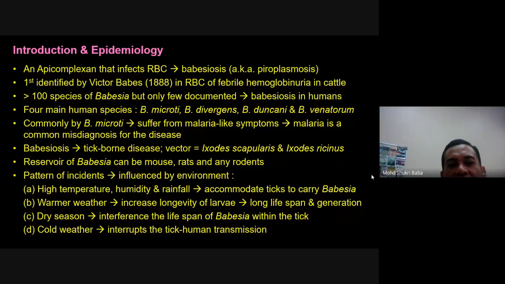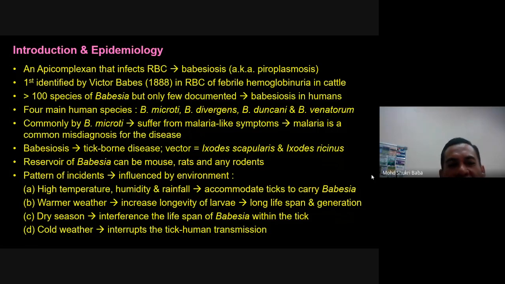Reservoir of babesiosis can be mouse, rats, and any rodent. Alright. Remember, babesiosis adalah vector-borne disease, tetapi vektor dia adalah tick. Kalau malaria juga adalah vector-borne disease, dia punya vektor adalah nyamuk. Okay, mosquitoes. So nanti kita akan belajar, kita akan sentuh tentang nyamuk, apa vektor nyamuk untuk malaria petang ini. Dan untuk babesiosis, vektor dia adalah tick lah.